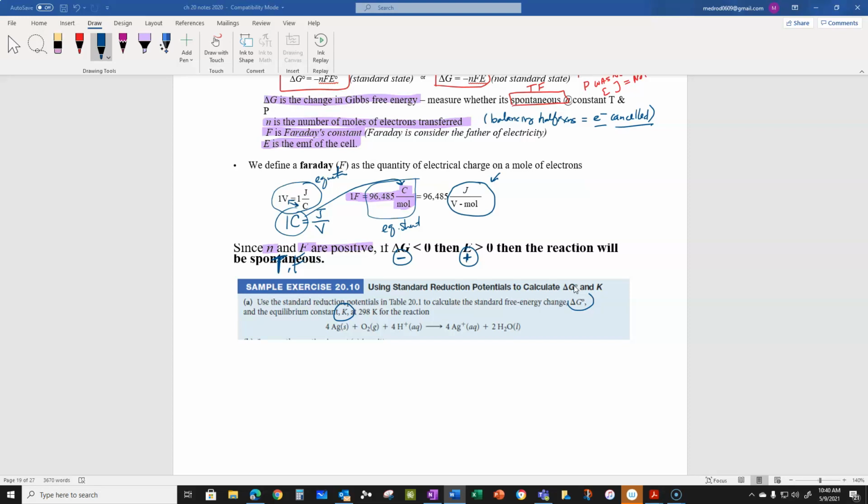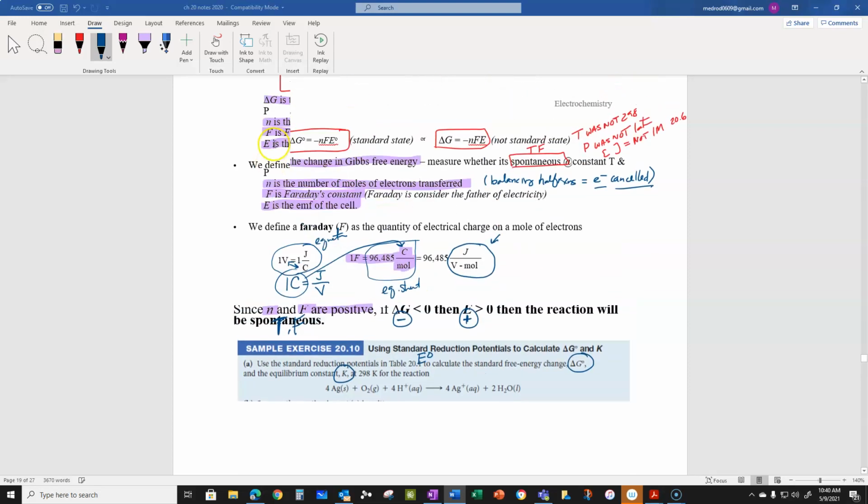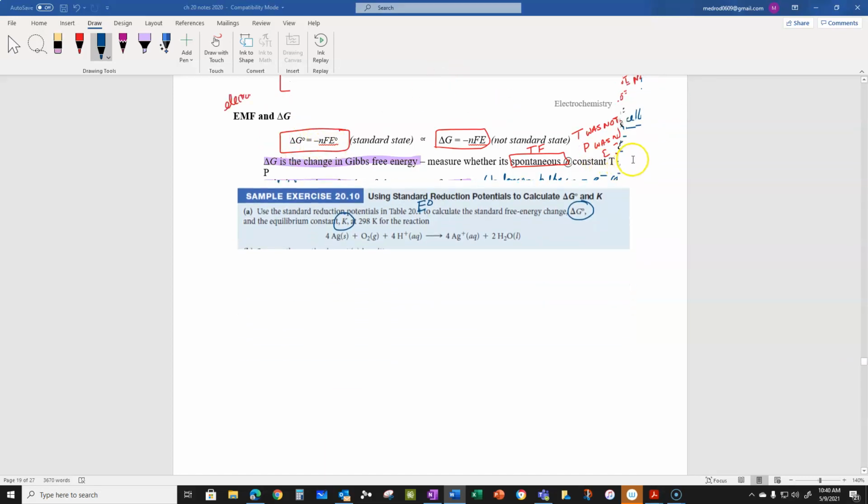Well, the first thing is that it says using the standard reduction potentials in Table 20.1. Table 20.1, that's our appendix that's in the back of the book. We also need to calculate E cell, because in order for us to use this equation above, we're going to solve for delta G, but I need what E cell is. I need that cathode minus anode part.